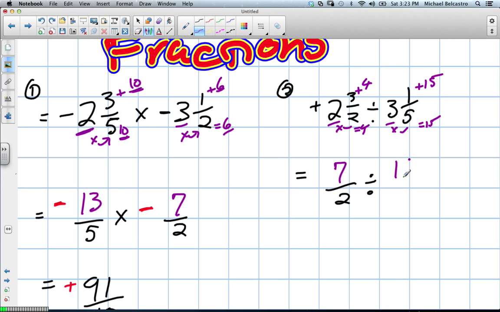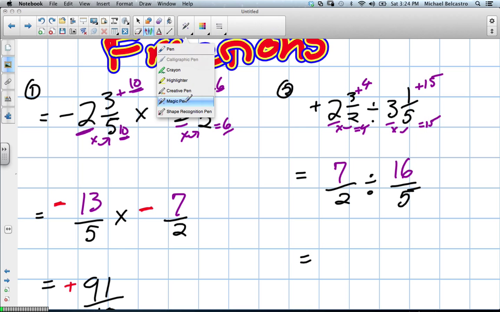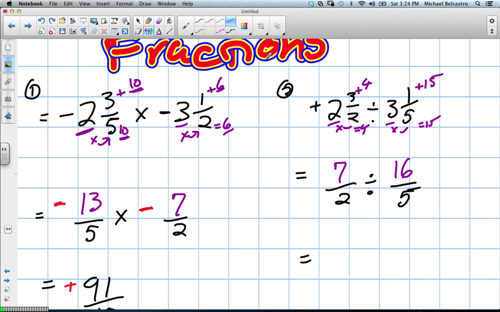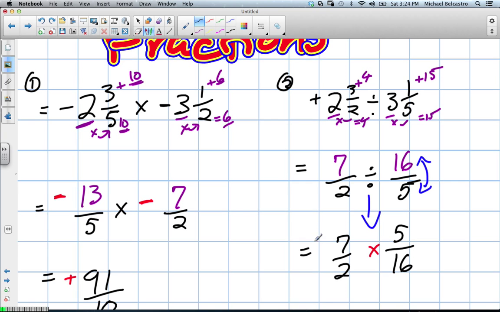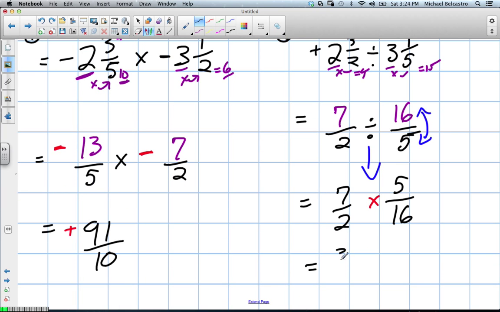Good. 16 over 5. But what's the rule with dividing fractions? What do we have to do? We have to flip them around. Flip the second one. That's right. So we're going to flip the second fraction. And when we flip the second fraction, what operation does this change to? It changes to multiplication. That's right. So we turn it into a multiplication question. So it now becomes 7 over 2 multiplied by 5 over 16, which would be 35 over 32. Great. Positive 35 over 32.